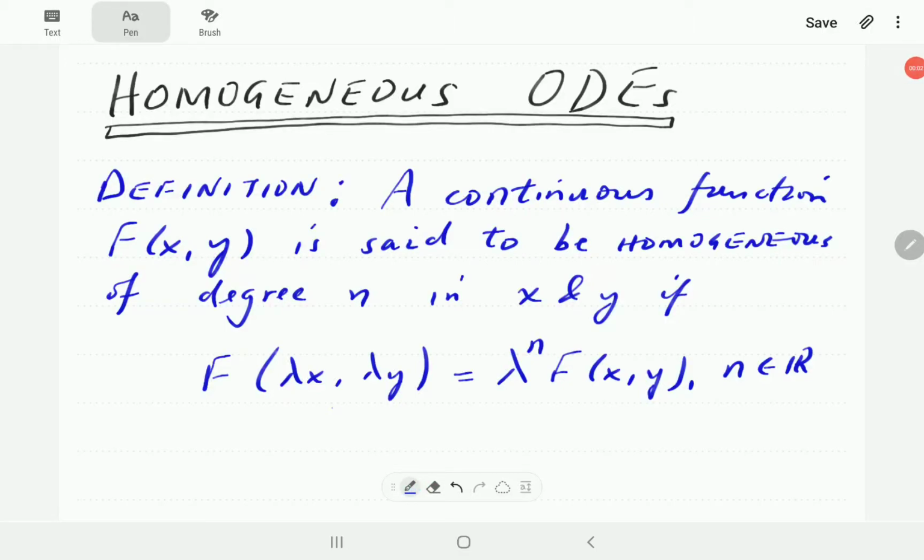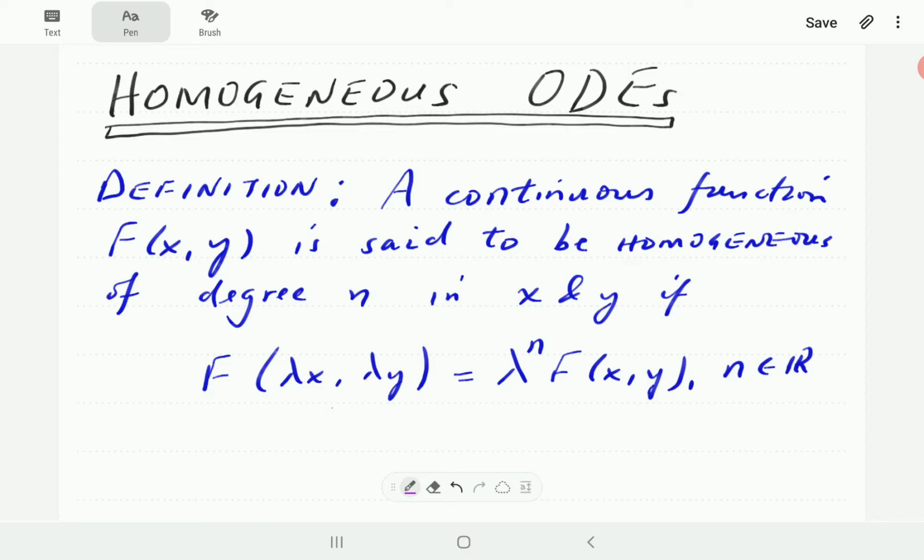Alright, in this video we're going to introduce homogeneous ordinary differential equations. We are going to set up the theoretical framework, and then in the next video we're going to look at some examples. Okay, notice that in this video we are assuming that you're already familiar with separable ODEs. So if you are not up to speed with that, please first check our video on separable ODEs.